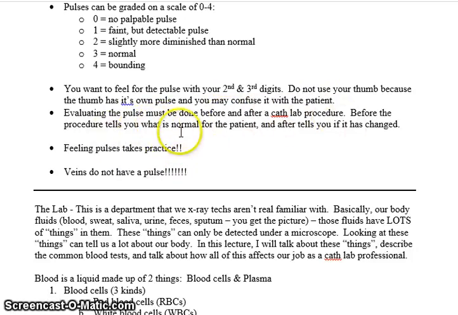Before the procedure tells you what is normal or baseline, and after tells you if it has changed since the procedure. Feeling pulses takes practice. And remember, veins do not have a pulse. Arteries are the only ones that have a pulse.